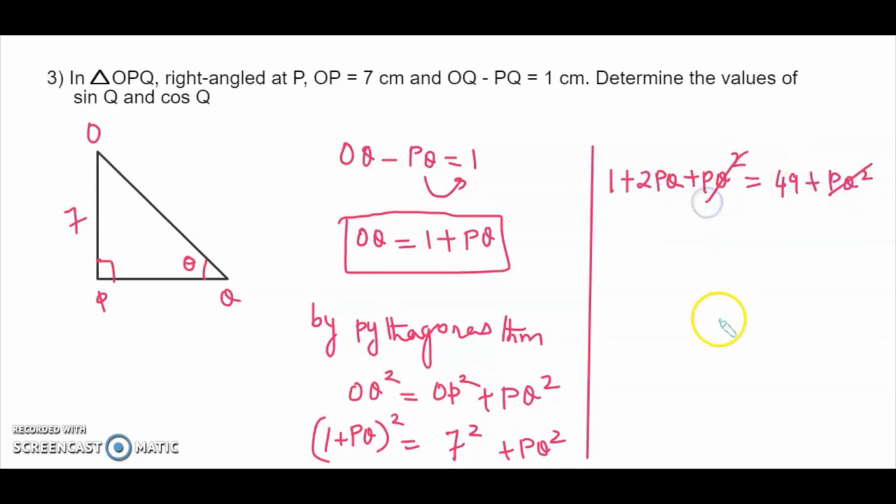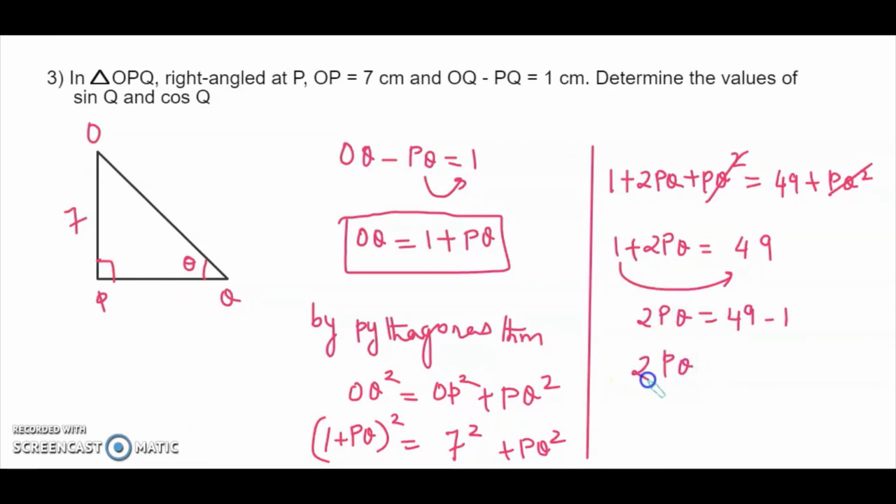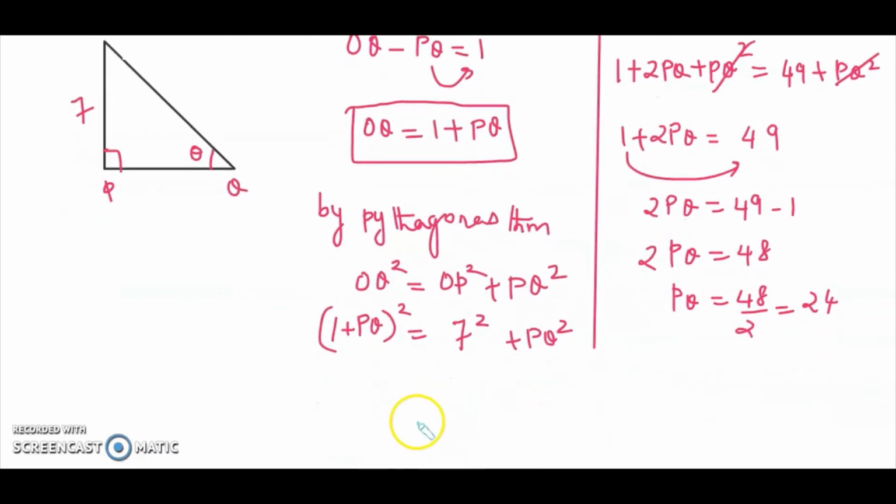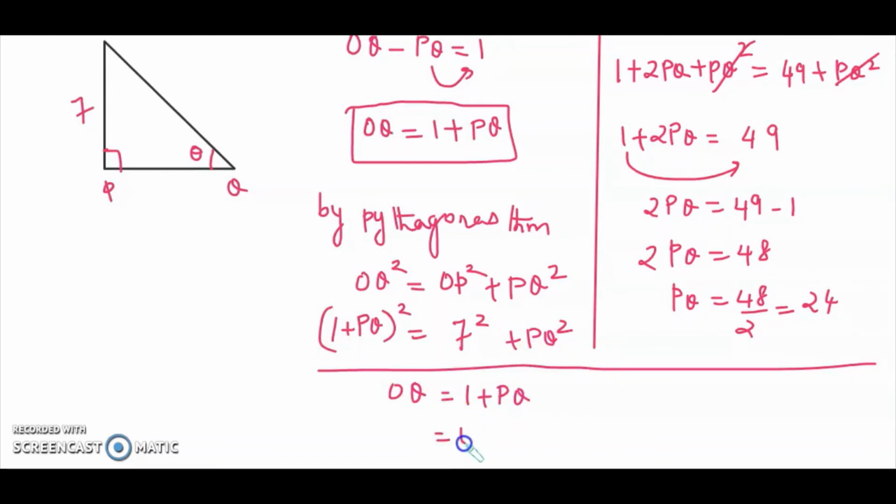But PQ square, PQ square gets cancelled out. So I'll get 1 plus 2PQ equals to 49. Shift the 1 there. So it becomes 2PQ is equal to 49 minus 1. So 2PQ equals to 48. And PQ becomes 48 divided by 2, which is 24. Right? Now I'll find my what? OQ. So OQ is equal to what? 1 plus PQ, which is 1 plus 24, which is 25.